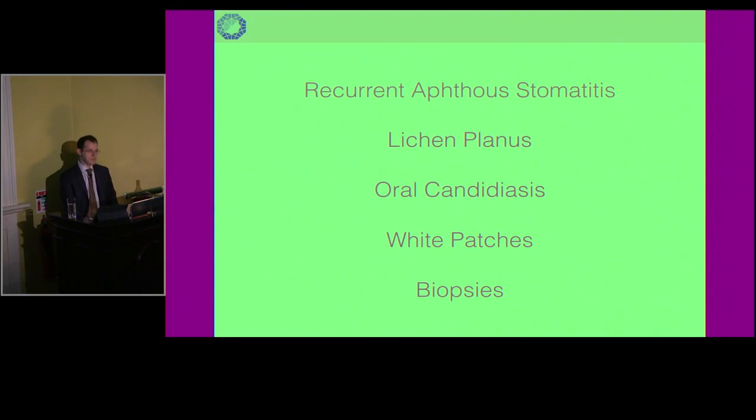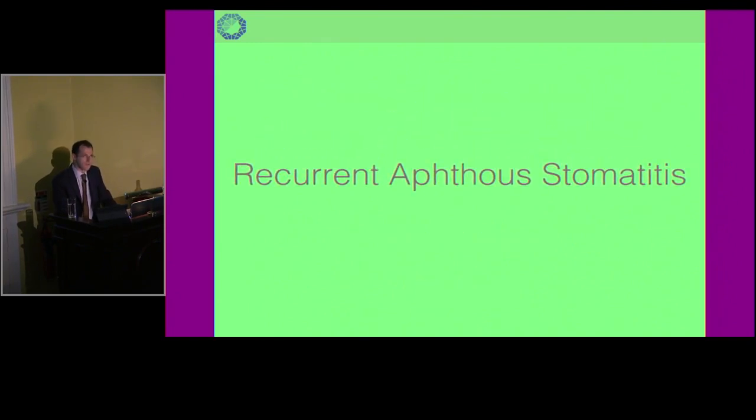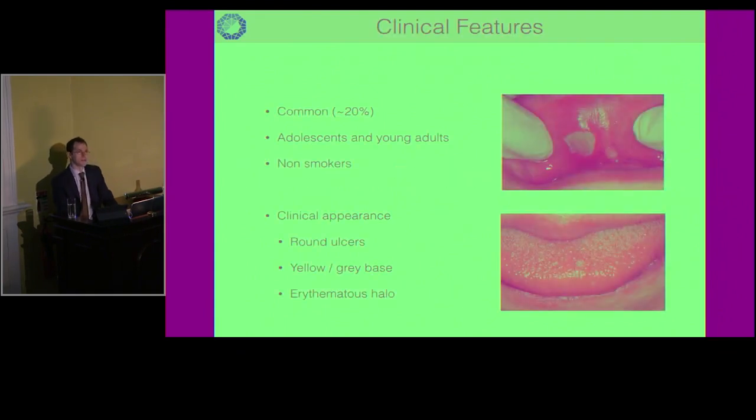So we'll fly through these 5 topics, and really just cover the basics of them. Obviously a lot more information is available, and you could spend 25 minutes talking about any one of these topics on their own. We'll start with the most common of the mucosal diseases, really, which is recurrent aphthous stomatitis.